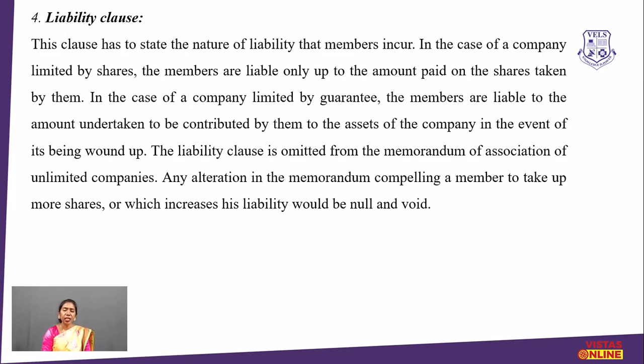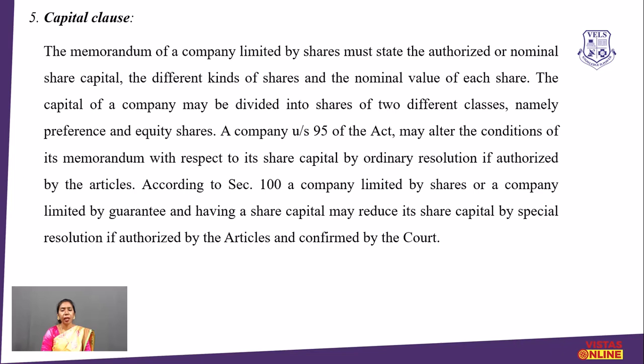Liability clause. This clause has to state the nature of liability that members incur. In the case of a company limited by shares, the members are liable only for the amount unpaid on the shares taken by them. In the case of a company limited by guarantee, the members are liable for the amount undertaken to be contributed by them to the assets of the company in the event of its being wound up. The liability clause is omitted from the Memorandum of Association of an unlimited company. Any alteration in the memorandum compelling a member to take up more shares or which increases his liability would be null and void.